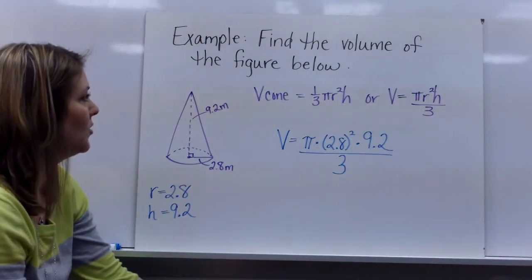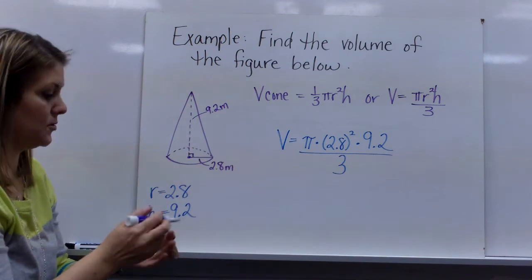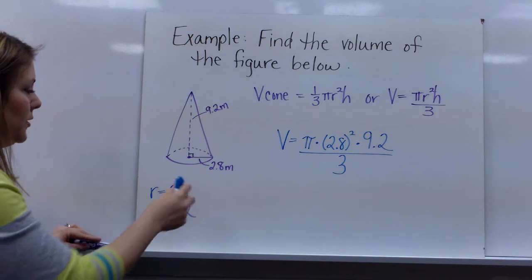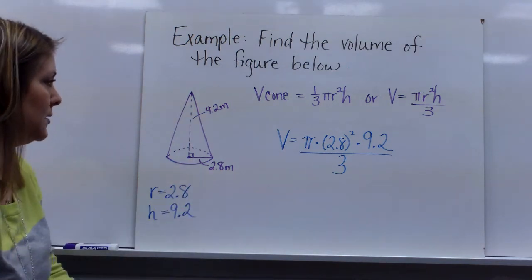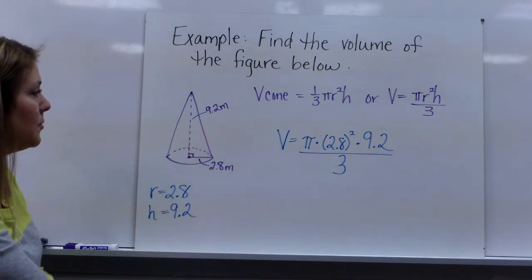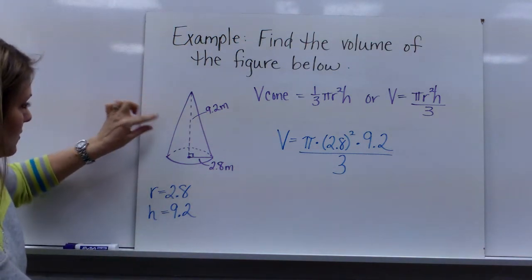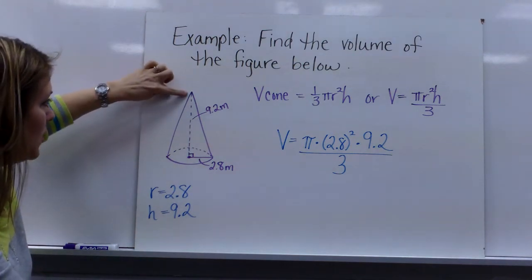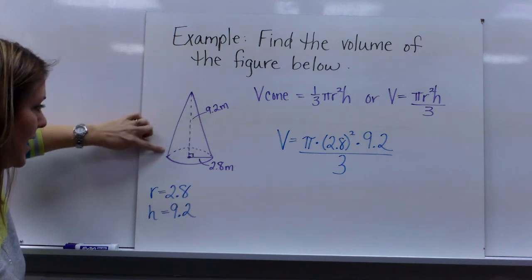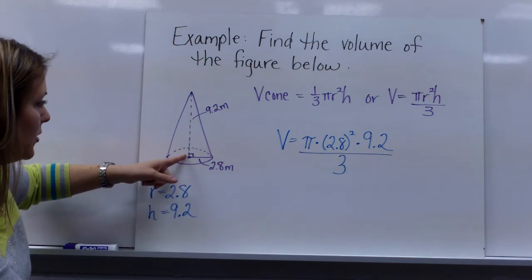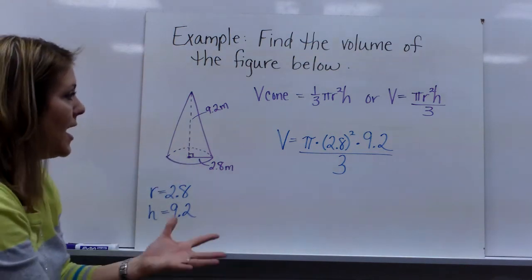Let's do an example. Let's find the volume of this cone here to the left. So in this cone, we know the radius is 2.8 meters and the height of it is 9.2 meters. Now remember with this one, because it is a cone, we don't want to measure this lateral height, this outside. The height has to be perpendicular to the base. So we are going to use this 9.2 as our height.